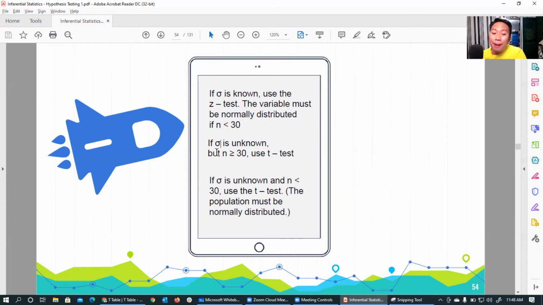Next, if the population standard deviation is unknown, at the same time, your sample size is less than 30, you're gonna be using t-test. So basically, the rule of thumb there, dapat known si population standard deviation, regardless of your sample size. Okay? So if known gani si population standard deviation, that means that you're gonna be using z-test. If unknown si population standard deviation, that means that you're going to use t-test. Z for zebra and T for tango.